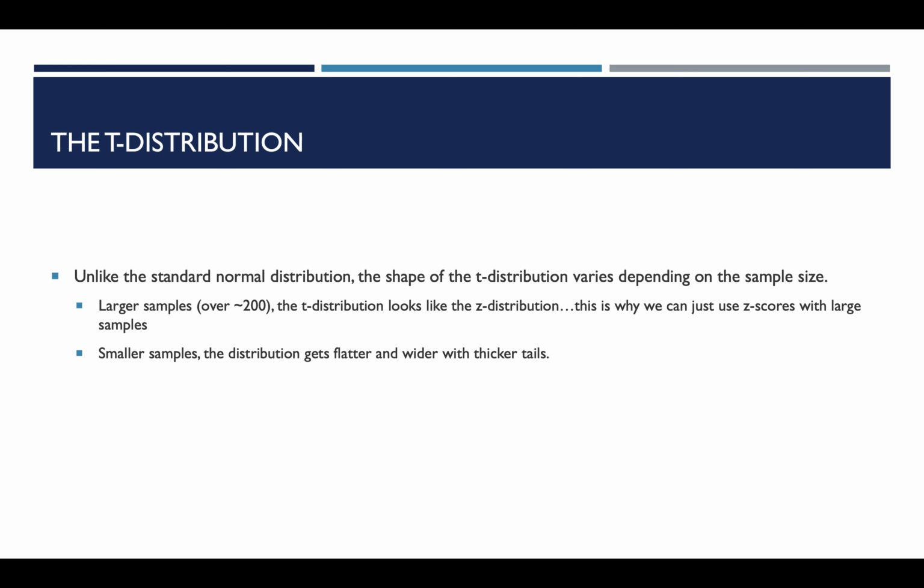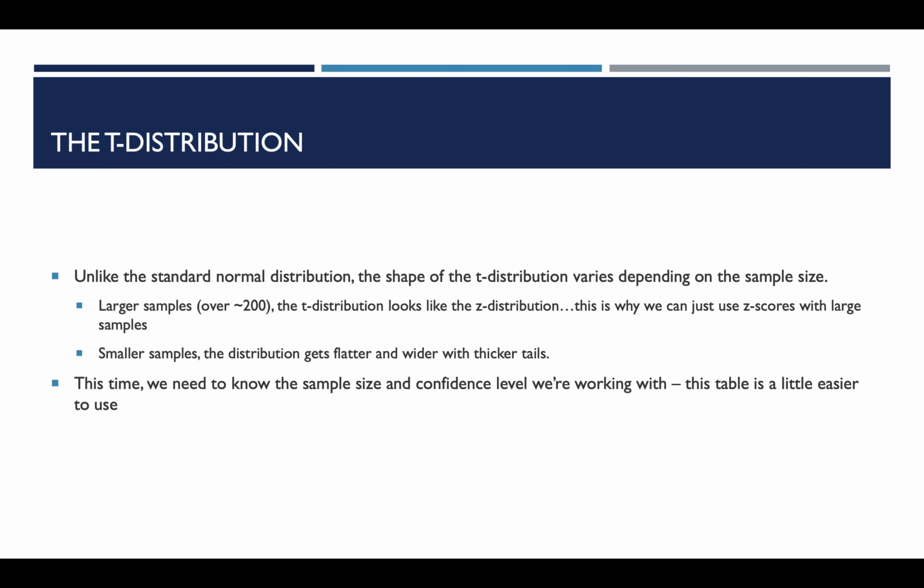And unlike the standard normal distribution that we looked at in lesson 1, the shape of the t-distribution actually varies depending on the sample size that we're working with. So we'll see that in larger samples, anything above 200, the t-distribution starts to look a lot like the z-distribution. This is why we can use z-scores with really large samples. But as the sample gets smaller and smaller, the t-distribution starts getting flatter and wider and thicker in the tails. We'll look at what all of this means here in a second when we go to the table itself.